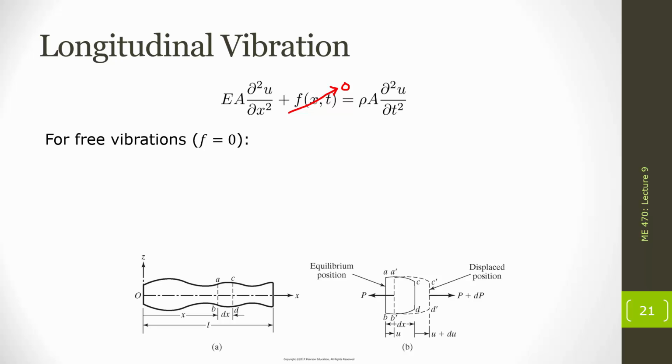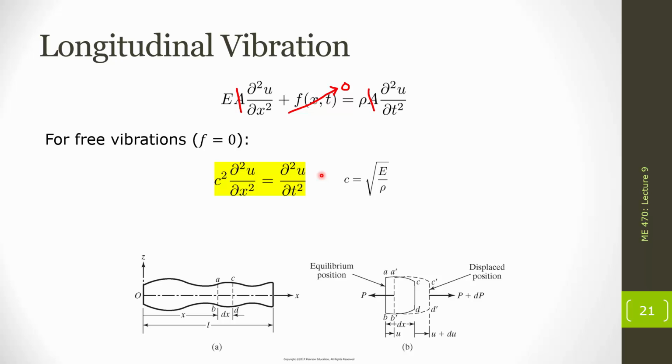So I can simplify this because once F is 0, that also means that I can cross out the A's on the left-hand and the right-hand side, and I can divide both sides by rho. And I can then write this partial differential equation as C squared del squared U del X squared equals del squared U del T squared, where C is going to be defined here as the square root of E over rho.